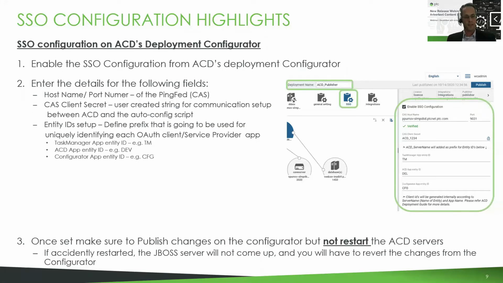You just need to make sure that later on you update the properties file on the script to have the same value. And then you should also give each one of the entities that you are going to connect with PingFederate, such as the delivery application, the configurator, the task manager, any of the ACD apps, a given prefix that's also going to be used later on to do the handshake with the script.